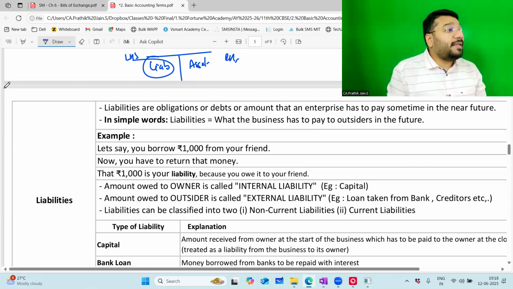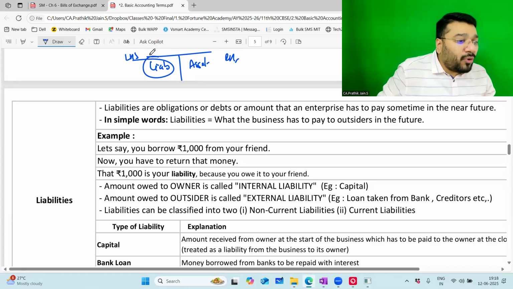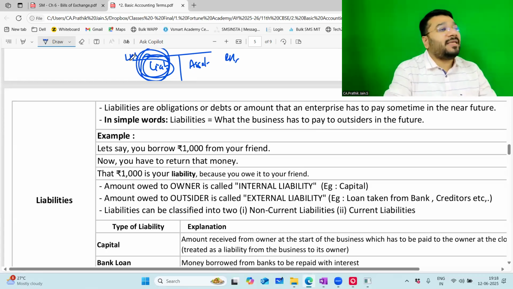So what is, first of all, liability? Under that, what all comes? What is the meaning of those items? All that we have to discuss today. So today, my focus is to understand the complete liability side. Just the terms of the liabilities.